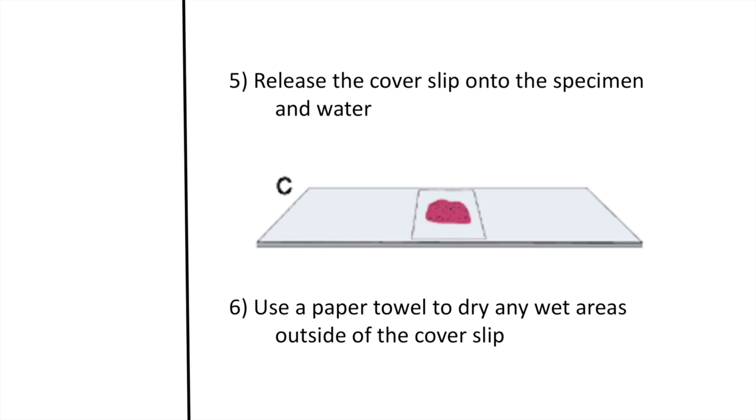if you see too many bubbles. After you're finished putting the cover slip onto the specimen, then you want to use a paper towel, and sometimes there's water that is on the slide from excess water, and so you'll just want to use a paper towel to clean some of that up, because you don't want too much water all over the slide. If you put the slide onto the microscope and there's water everywhere, you might mess up the microscope.